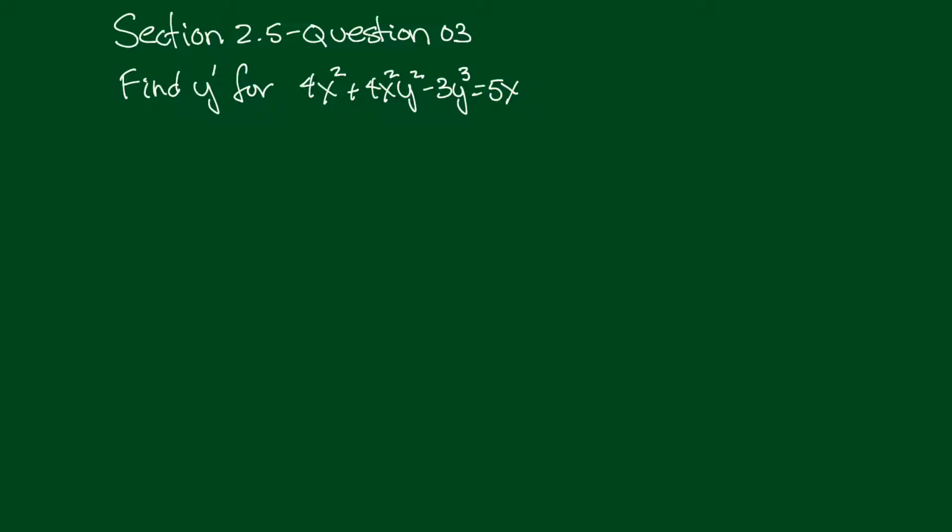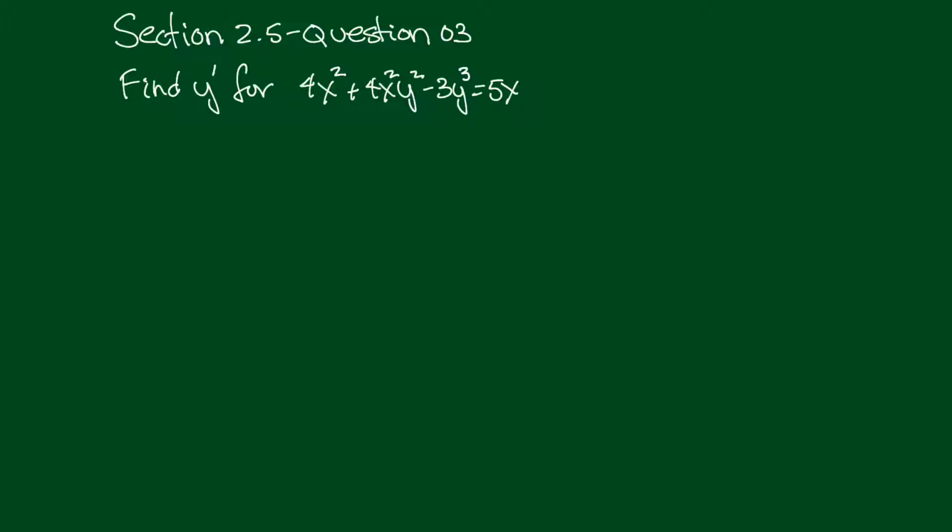Let's use implicit differentiation for this function, right? Because we do not have the explicit form y equals something here. We don't have that. So let's use implicit differentiation. Let's give it a start here.